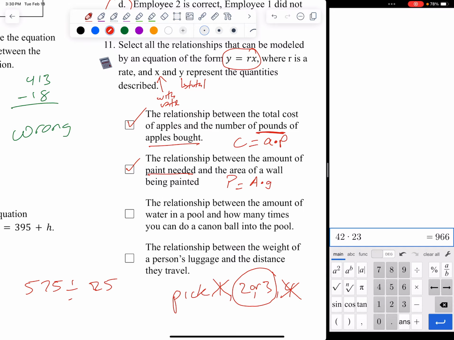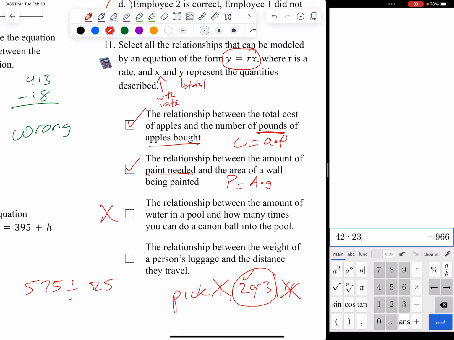The ratio between the amount of water in a pool and how many times you can do a cannonball into the pool. Does that relationship make sense? How much water is in the pool and a cannonball into the pool? Does that go together? No, that's not it. And again, I already got 2. If I had all 3, I'd be done, right? I'm not. So let's see if the last one's a 50-50.